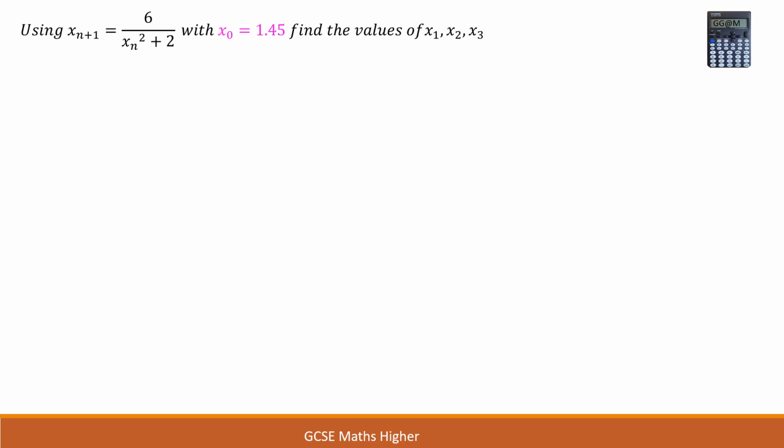So our keywords in the question are the iterative formula xn plus 1 is equal to 6 over xn squared plus 2. This is what we showed we had to rearrange to and then write as an iterative formula. You're told the starting value x0 is equal to 1.45, and you've got to work out the values of x1, x2 and x3.